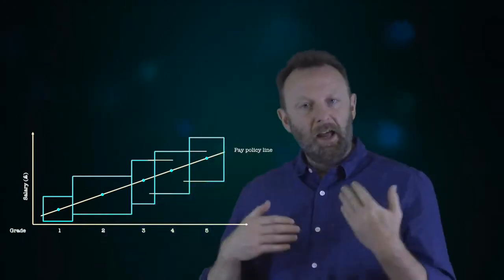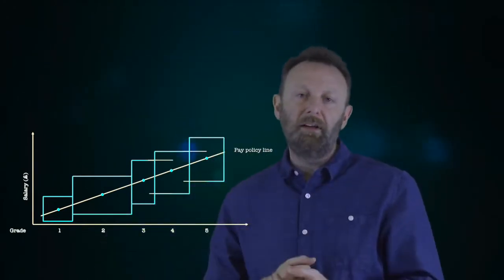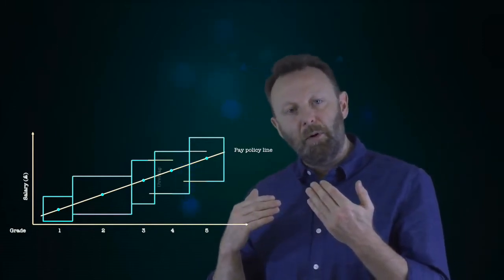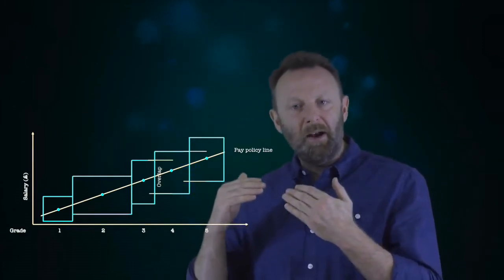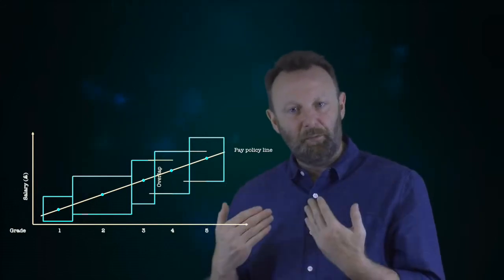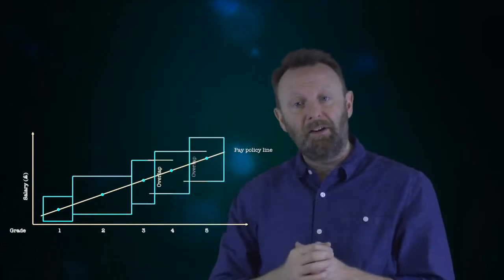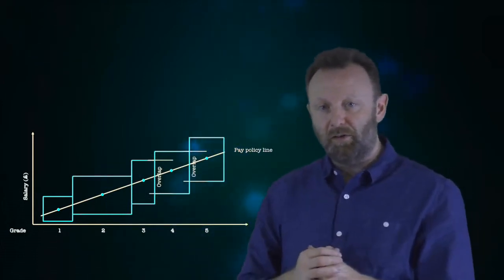So if you're in a grade at a lower level in the pay structure, and you look at the next level up in the pay structure, depending on the design choices that have been made, there will be more or less commonality between the rates of pay that you might get in your grade and that they might be received in the next grade up.